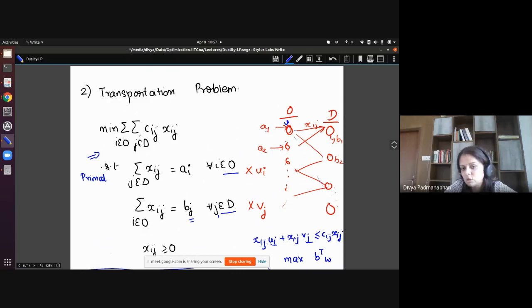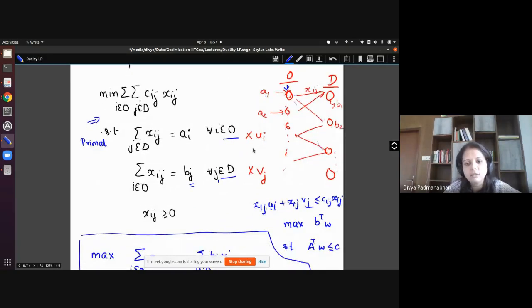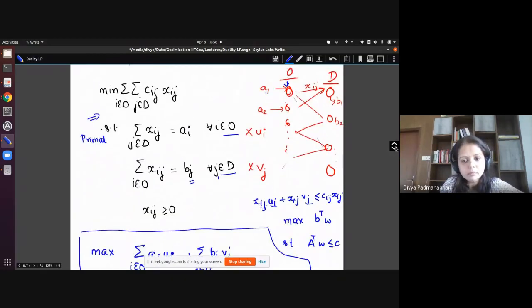So u is going to be a vector, and it's as big as the number of origin locations. And v is also a vector, as big as the number of destination locations. So your dual is going to be an optimization problem over u and v. Then you just apply whatever we did last time and what I just told you in the beginning of this class.